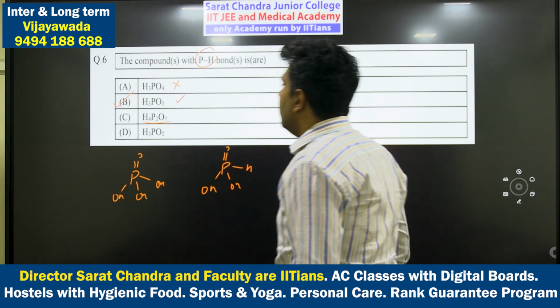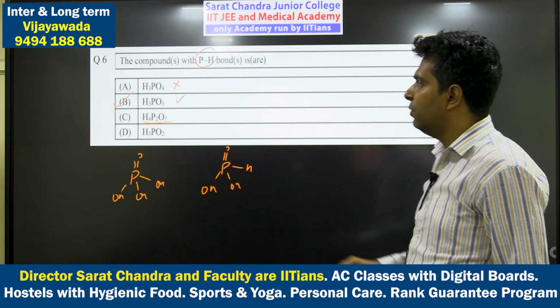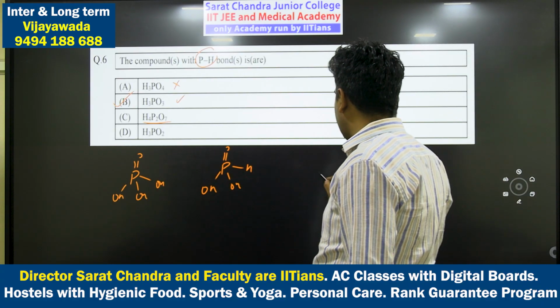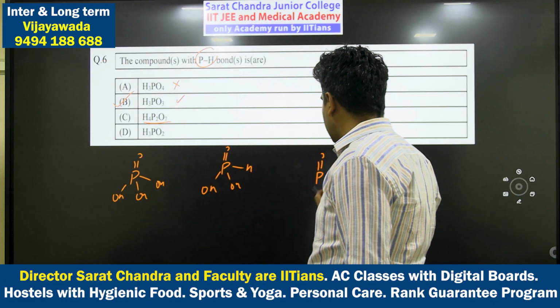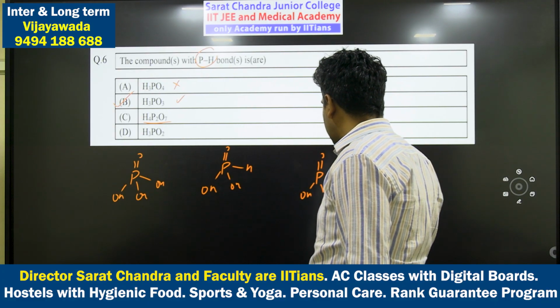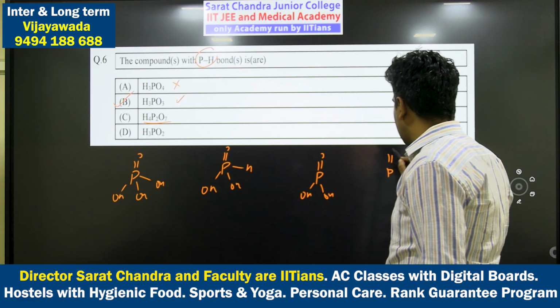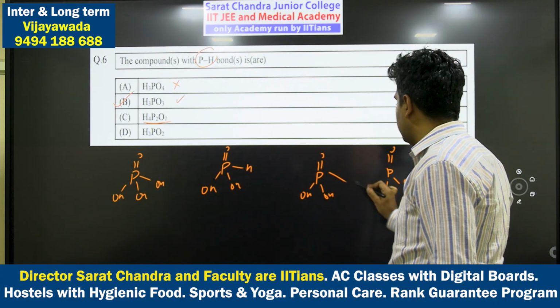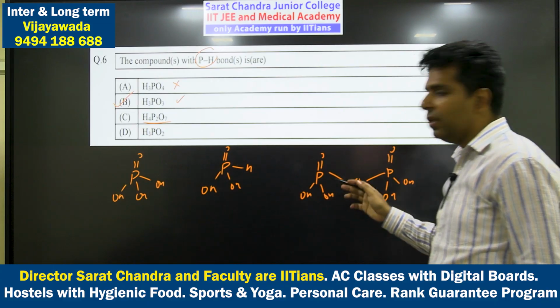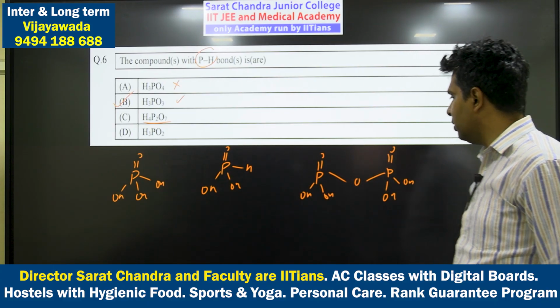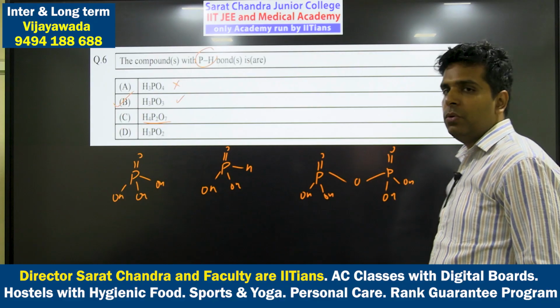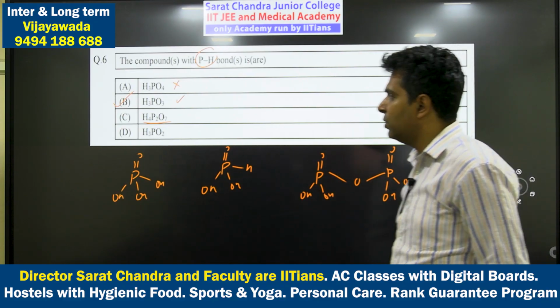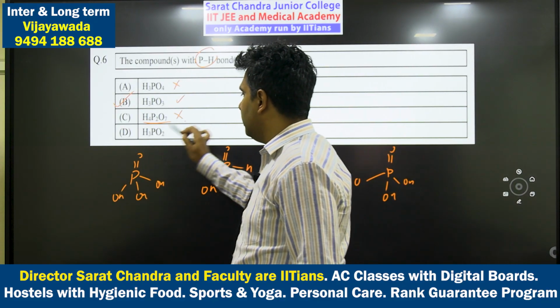Then this is pyrophosphoric acid. This is formed by heating phosphoric acid. In pyrophosphoric acid, there are 2 phosphorus atoms, 4 hydrogen atoms and 7 oxygen atoms. All the phosphorus atoms, as you can see from the structure, are bonded only to oxygen atoms. There is no P-H bond in pyrophosphoric acid also.